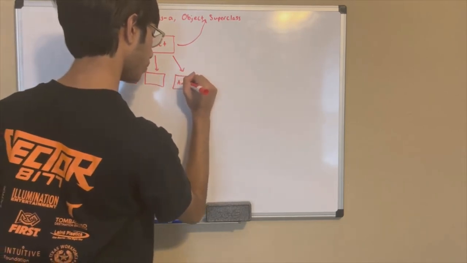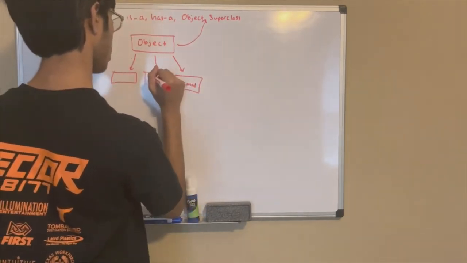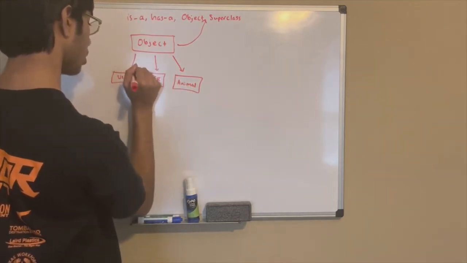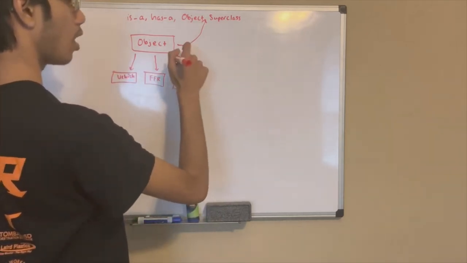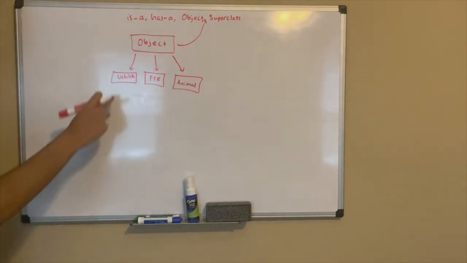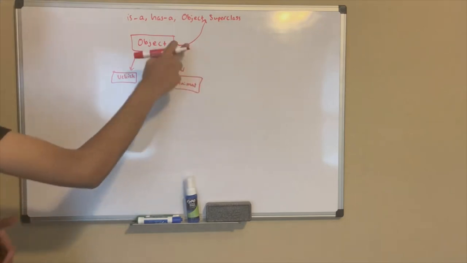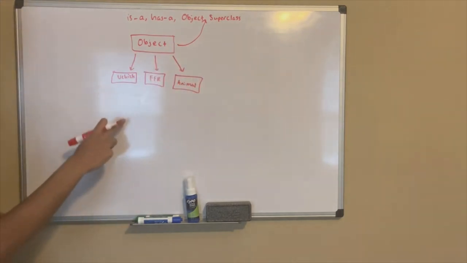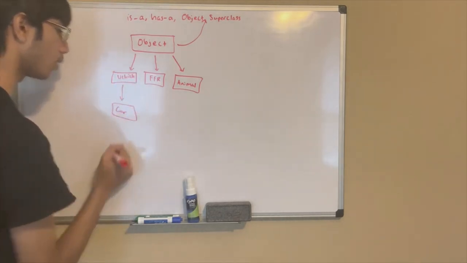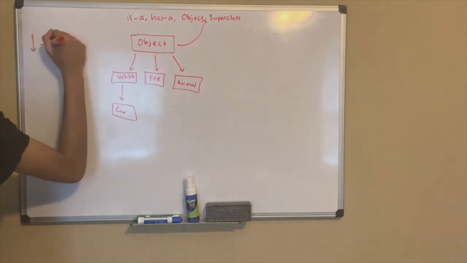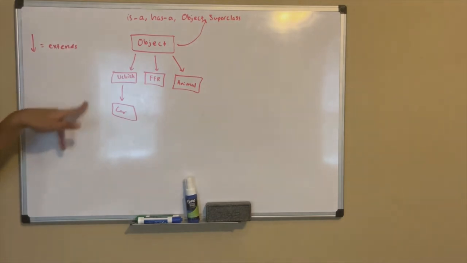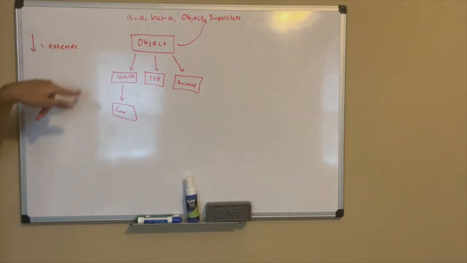I can make animal. I can make FFR. I can make vehicle. All these will extend object. Every single class you make in Java will extend object. Even classes that extend these will still extend object. Because vehicle already extends object, if we make a class called car that extends vehicle, it's also going to extend object, since vehicle extends object and car extends vehicle.